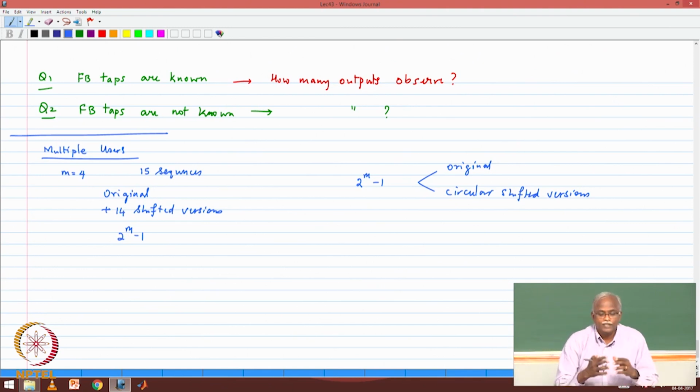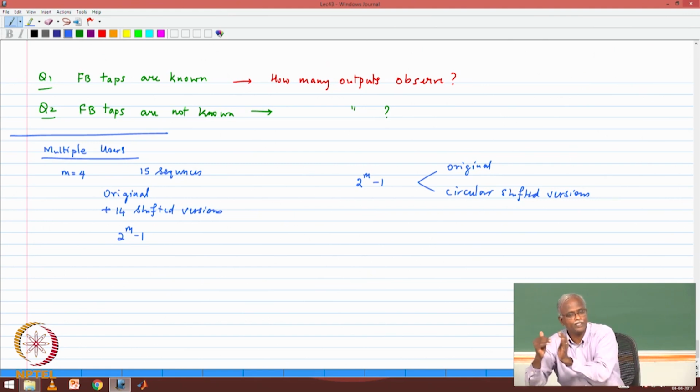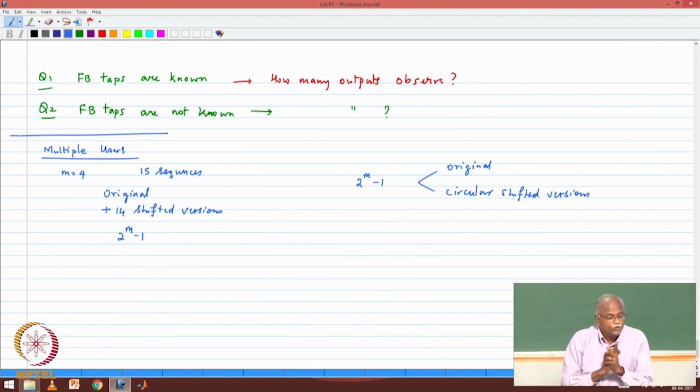Now, in a multipath environment, I am the base station, you are transmitting, let us say 3 of you. You have got one shifted version, original sequence, one shift, 2 shifts. Now, it is a multipath environment. I am receiving the signal. I am receiving bit 1 with the original sequence, bit 2 with one right shifted one, bit 3 with another right shifted one.